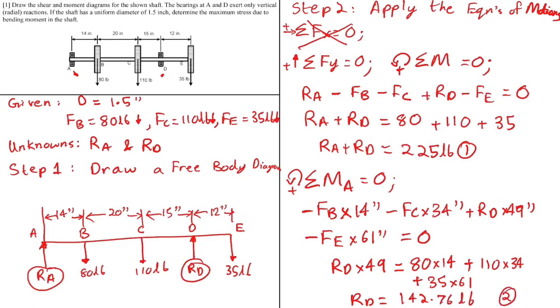So we got this as our equation 2, and we found RD. We can apply this in 1 to find RA. Let's apply equation 2 to equation 1. So that gives us RA equal to 225 minus RD, and that is equal to 82.24 pounds. You can go back to the video if you want to see the previous notes, but I'm going to continue.